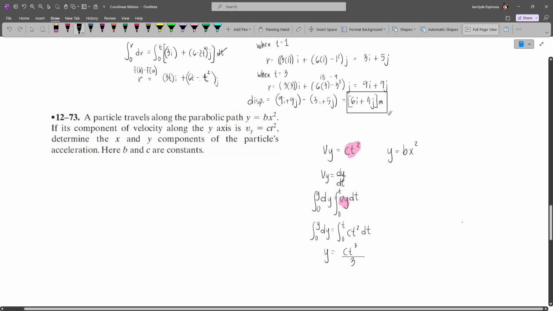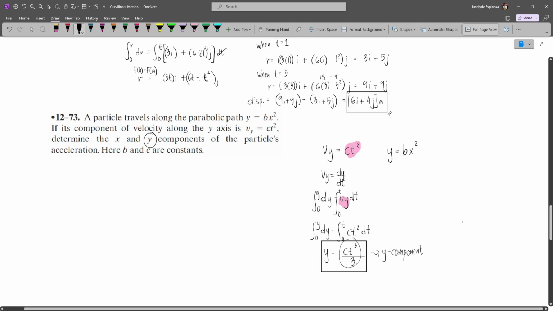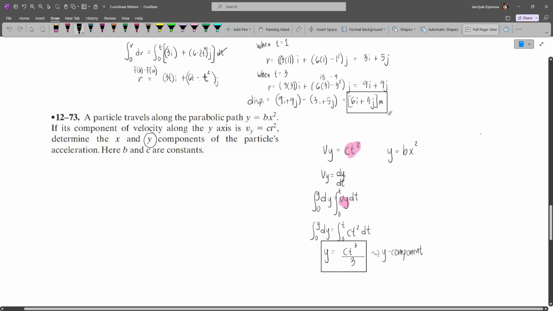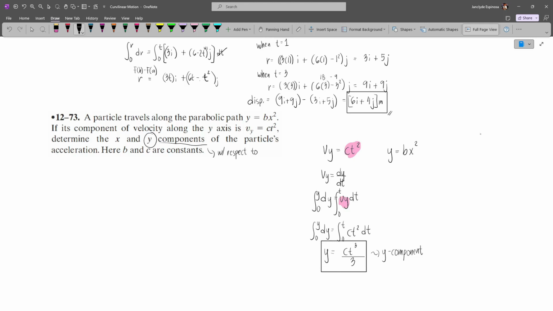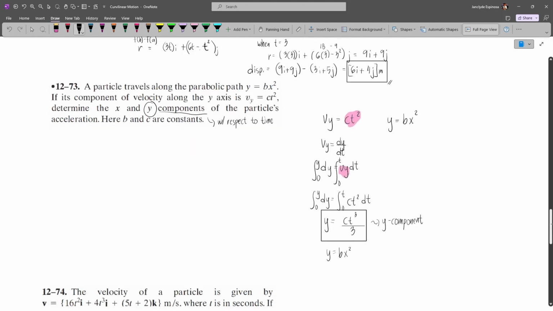Now we are doing this to get the y component. So this is the y component, and then for the x component, we'll actually use a bit of simplification. Now we know that y is equal to bx squared. By the way, we need to define y as a function of time, and so that's why we didn't just use bx squared, because x is actually another function of time for the position along x. And so these components must be with respect to time. Now for x, we know that y equals bx squared. But now we know that y is equal to ct cubed over 3. So let's change this. This is ct cubed divided by 3.